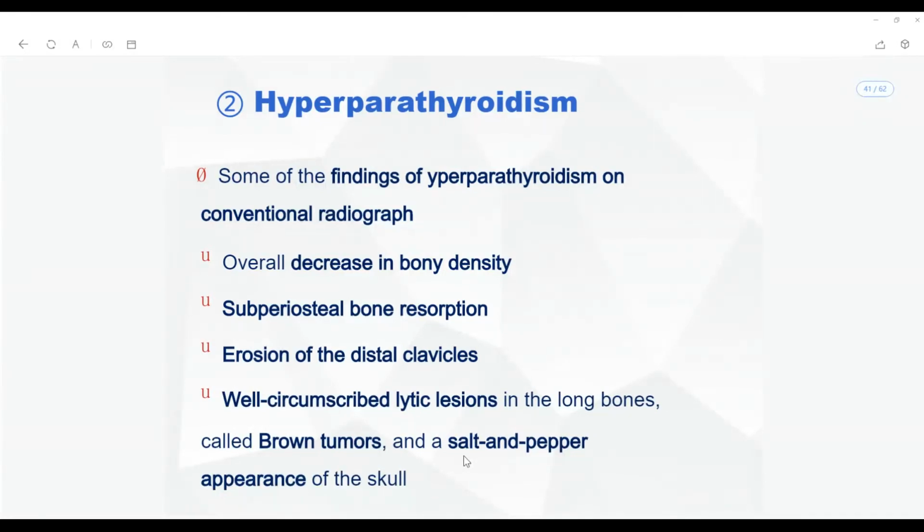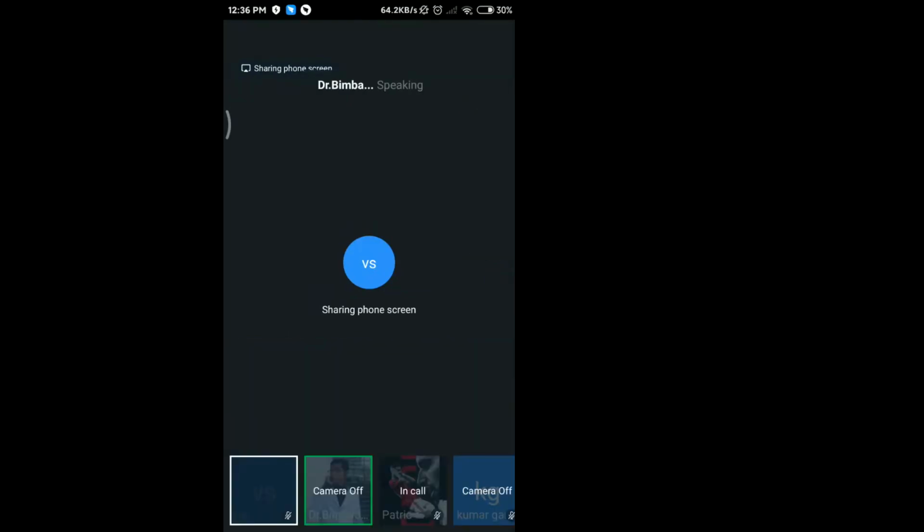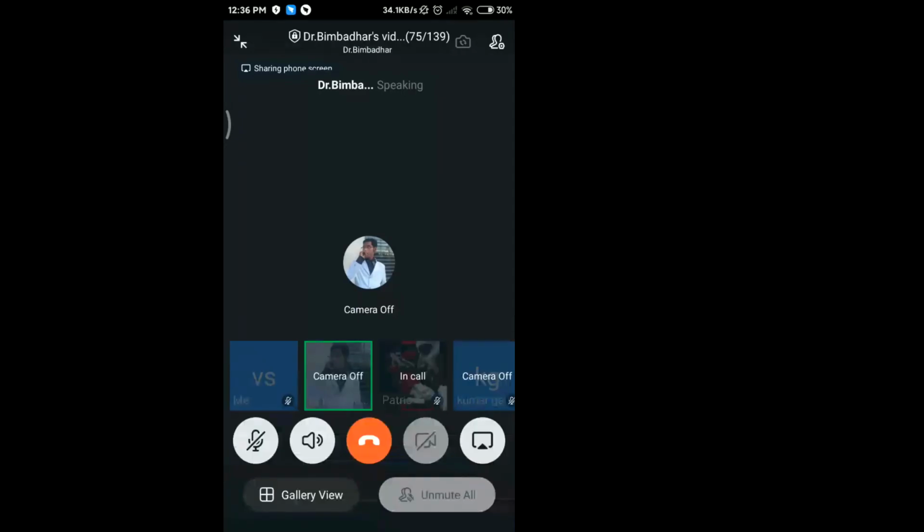the skull. See, salt and pepper appearance of the skull is generally called well circumscribed lesions. This is not skip lesions, this is called lytic lesions. Remember, rather than understanding the concept, just remember one thing at this level: salt and pepper appearance of the skull is a characteristic feature of hyperparathyroidism. Simple. Okay, that's the take home message. Let's not make it more and more difficult and detailed. Salt and pepper appearance of the skull is a characteristic and diagnostic feature of hyperparathyroidism, right?